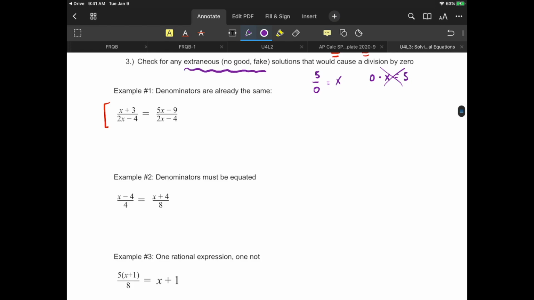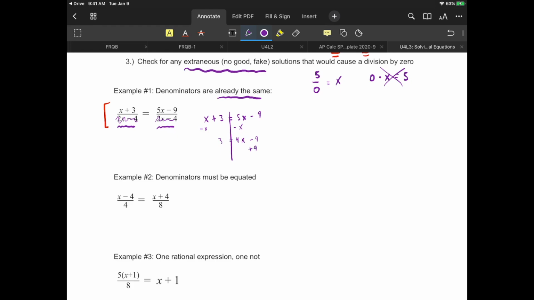So the first would just be the most straightforward case. If the denominators are already the same, then we can just literally scratch them out. We can just make an equation out of their numerators. We can just say, okay, well then if their denominators are the same, then x plus 3 has to be equal to 5x minus 9. And you just work a little algebra magic. You subtract the x from both sides. You get 3 is equal to 4x minus 9.